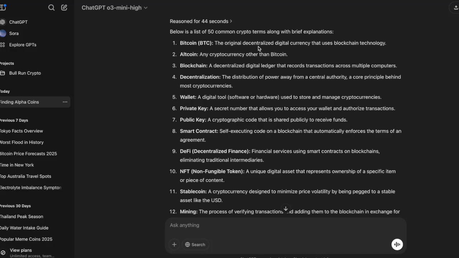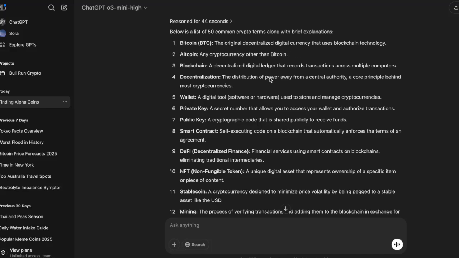Bitcoin, the original decentralized digital currency that uses blockchain technology. So that's the very first cryptocurrency that was created on the blockchain, and they had the first white paper. They're the OG. So Bitcoin, now you know. Altcoin, that's any cryptocurrency that is other than Bitcoin. Kind of easy to get, right? It's right there in the name, an alternative coin to Bitcoin.